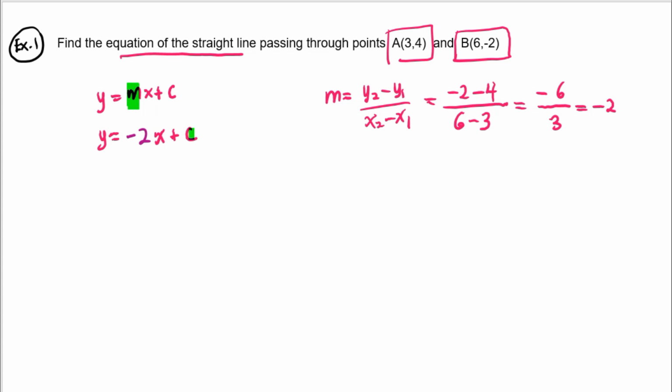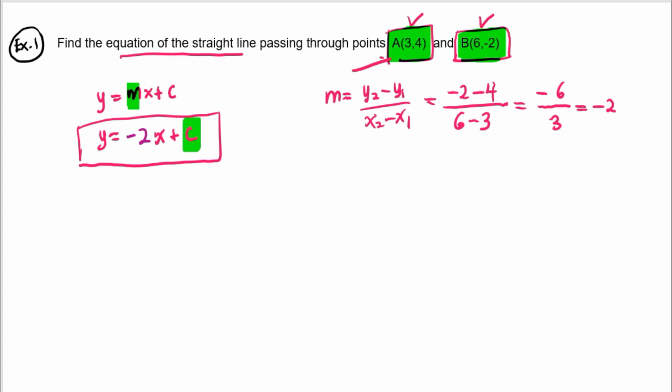But we haven't found the value for c. So how to find the value of c? We know that this equation of the straight line passes through A and also passes through B. So we can substitute the value of x and y from A or from B, either one. You can substitute both, and we'll get the same value for c.